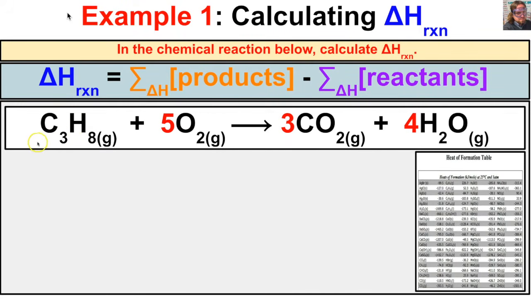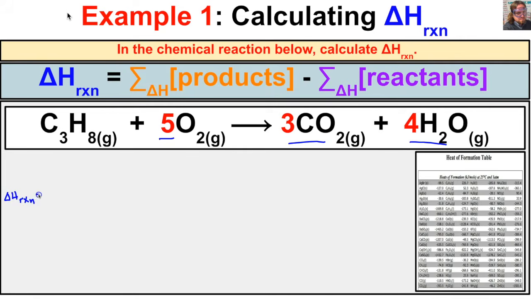What this reaction is telling us is that we have 1 mole of propane gas reacting with 5 moles of oxygen gas to produce 3 moles of carbon dioxide gas and 4 moles of water vapor. And what we're asked to figure out is how much energy is going to be released or absorbed during this chemical reaction. So what we're asked to figure out here is the heat of the reaction.